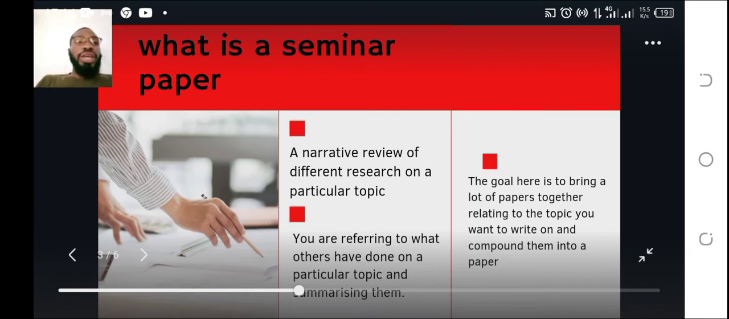The goal here is to bring lots of different research papers together, on a particular topic or relating to the topic you want to write on, and compile them into one paper, just one paper. It might sound complex, but it's actually very simple if you follow the tips and tricks I'm going to share in this video.